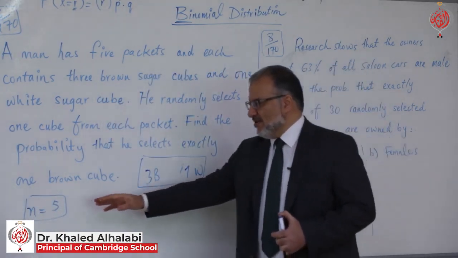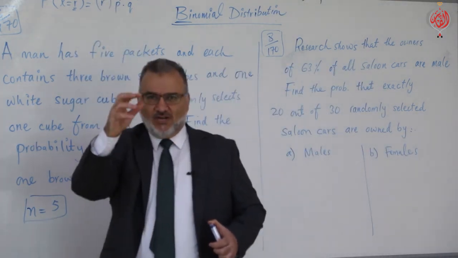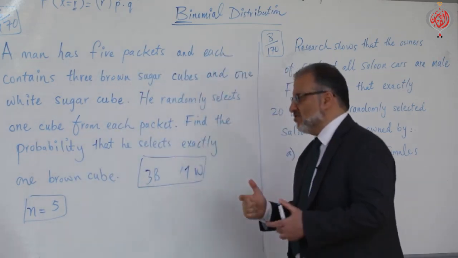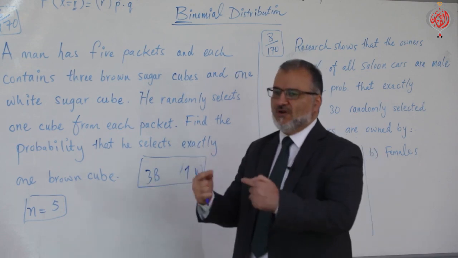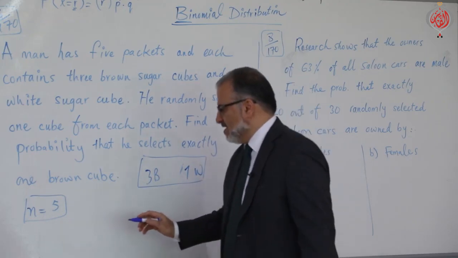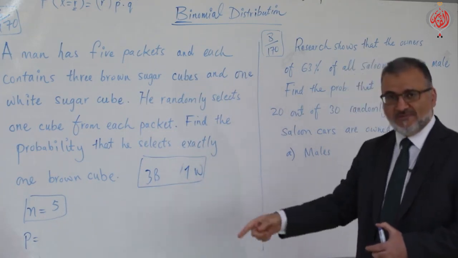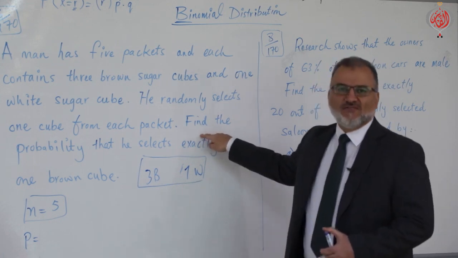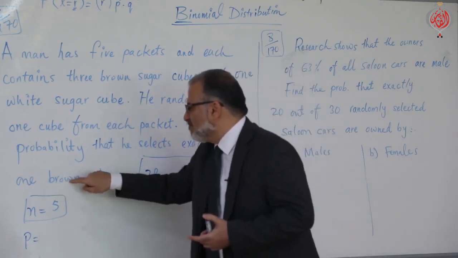As you know, in order to solve it, we have to find the parameters of the binomial distribution. You have to find n and p. Always, in order to solve any question, you are asked to find them. So n is 5 here, which is the total number of repeated trials, the total number of selections. Next, we have to find p. What is p here? P, the probability of success. We are interested in what? In the question itself, you are asked to find what? Find the probability that he selects exactly 1 brown cube.